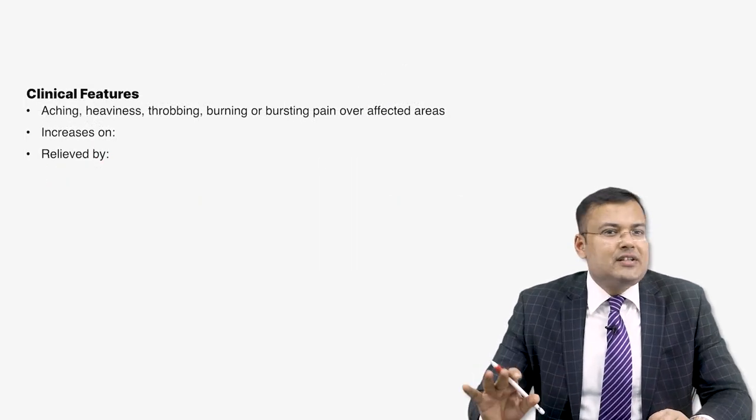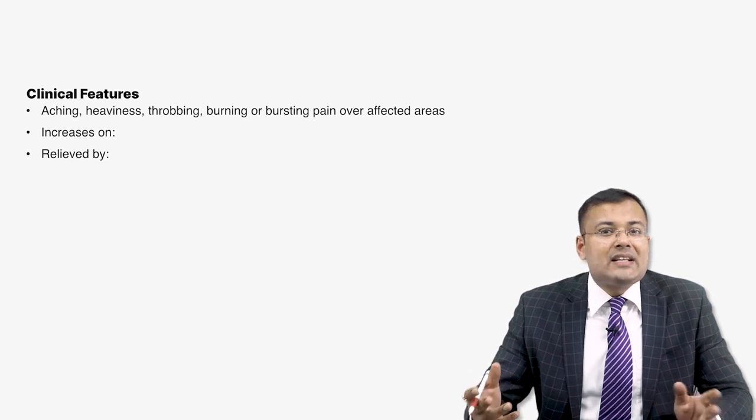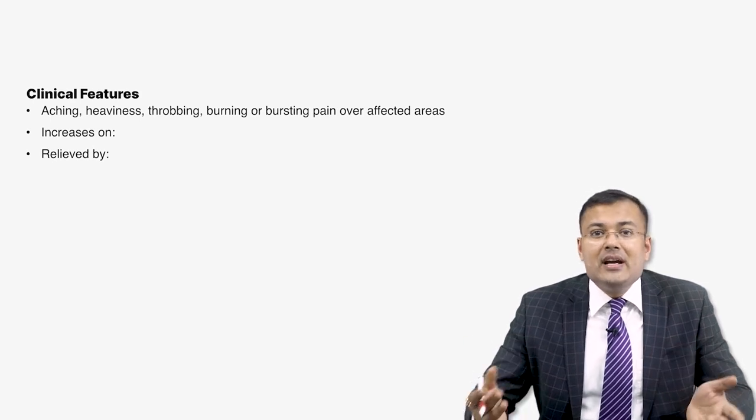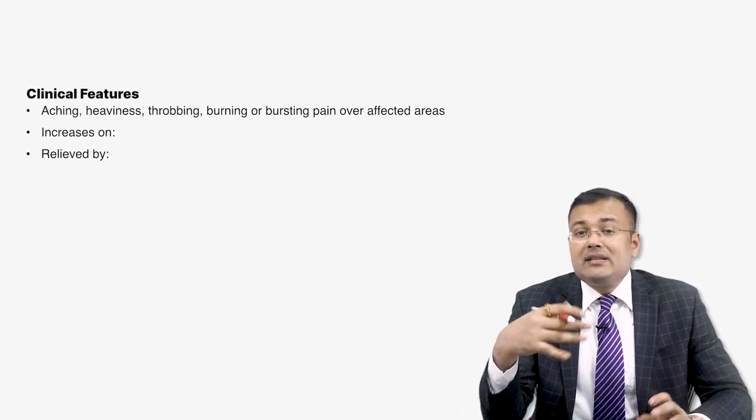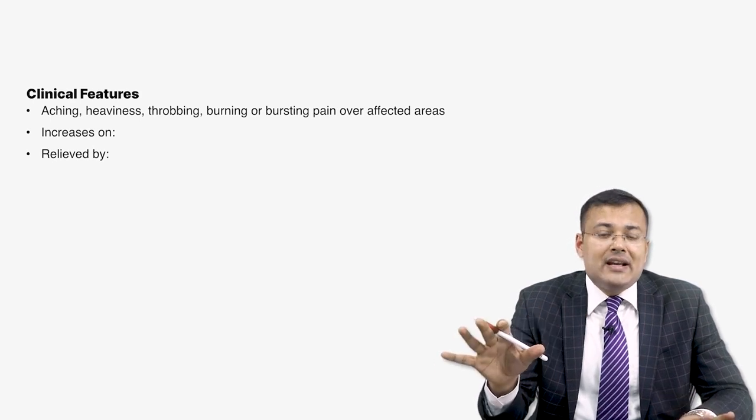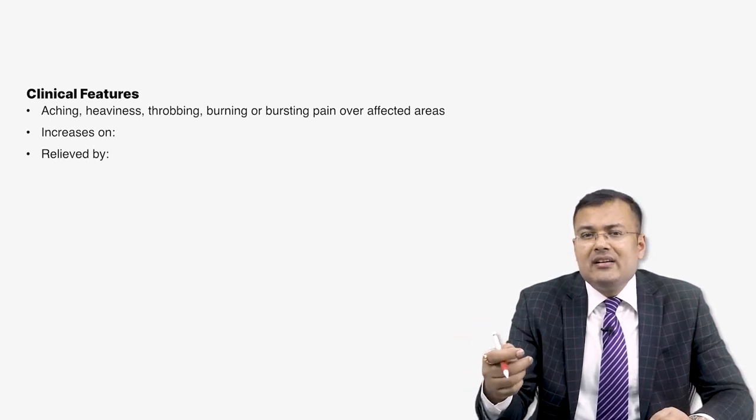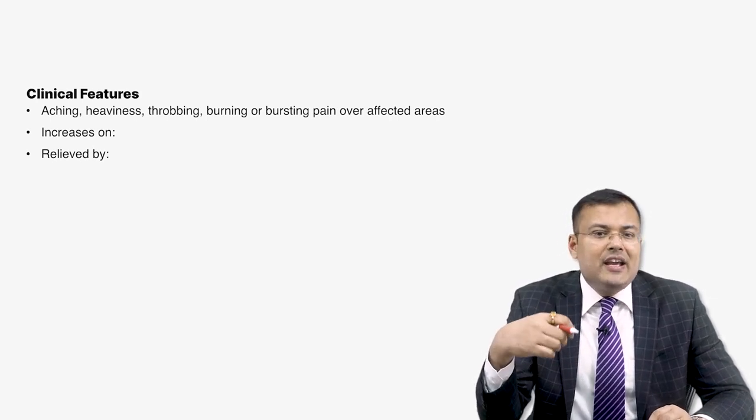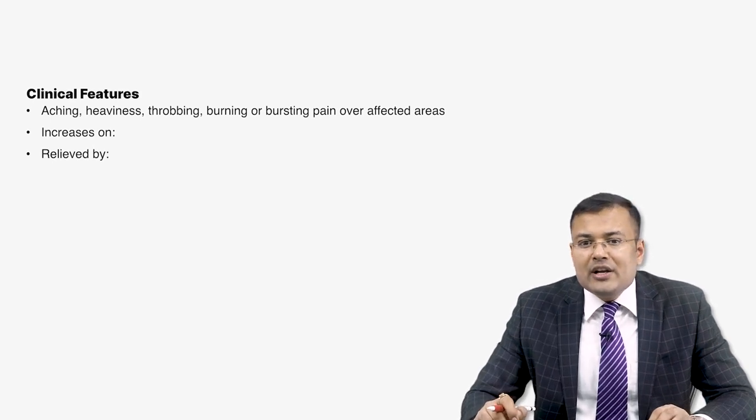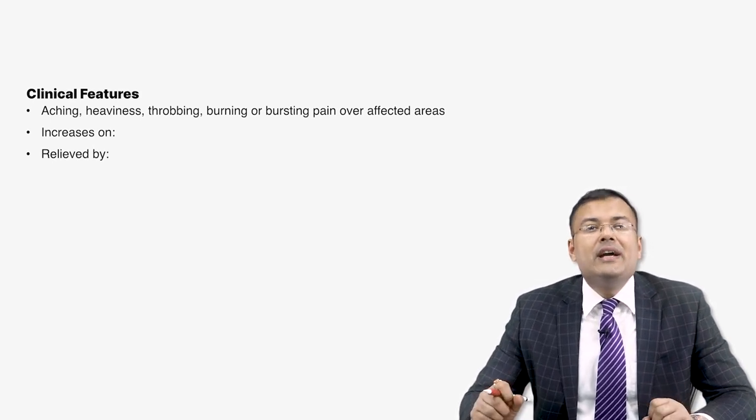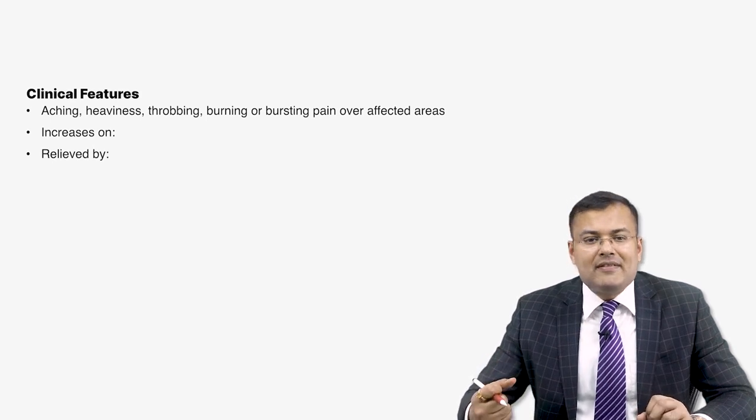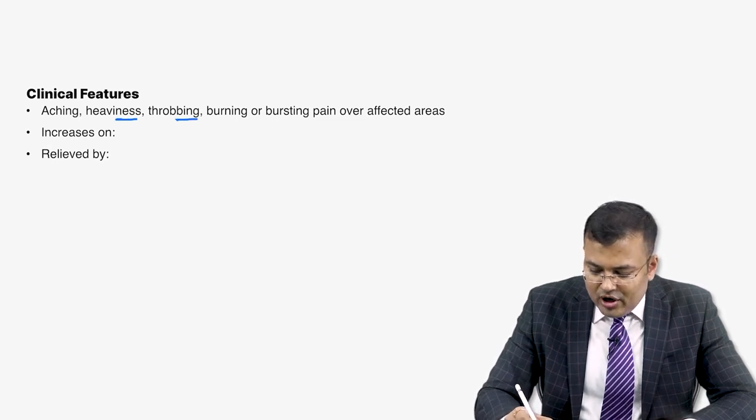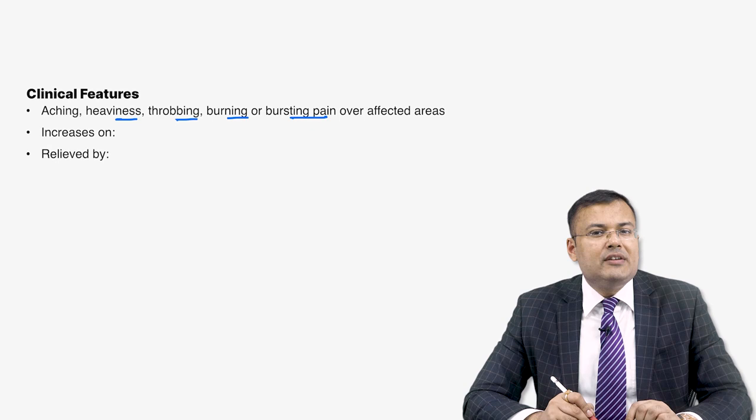Now see the clinical features. If you want to know the clinical features, ask the ladies who are housewives. Yes, what is the problem, especially in your family? They are going to tell you that since they are busy most of the day and night working in the kitchen here and there, especially in the evening hours, there is aching pain, heaviness, throbbing or burning or bursting pain, especially where? Exactly around the calf. So what happens? Aching, heaviness, throbbing or burning or bursting pain over the affected areas.